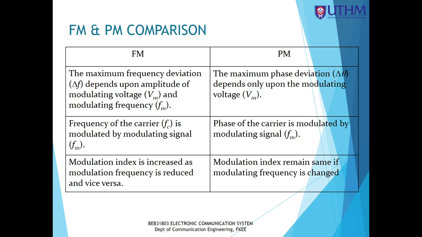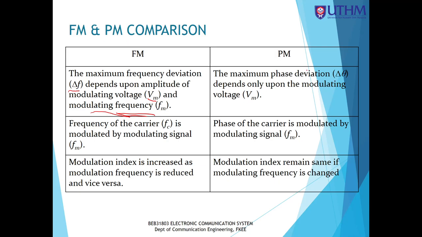Apakah perbezaannya? So the maximum frequency deviation, delta F, depends upon the amplitude of the modulating voltage and modulating frequency. Apa maksud dia? So delta F is equal to KF VM. So it depends on the amplitude of the modulating voltage, and the modulating frequency.